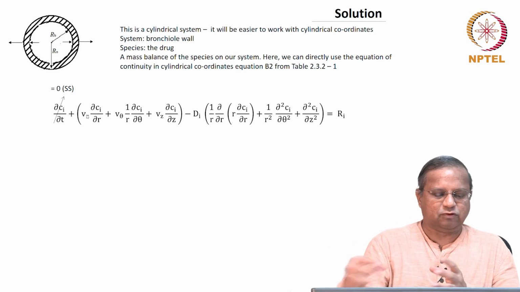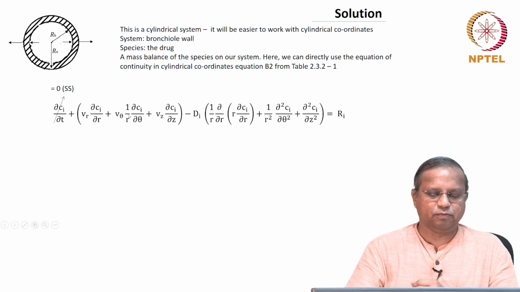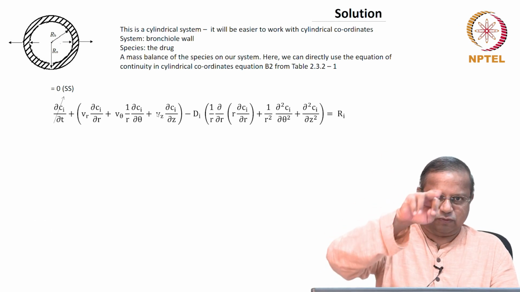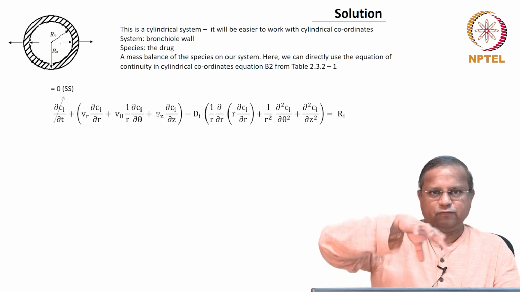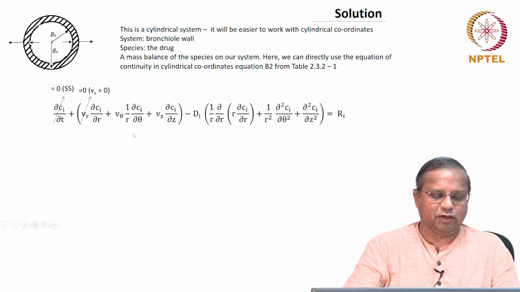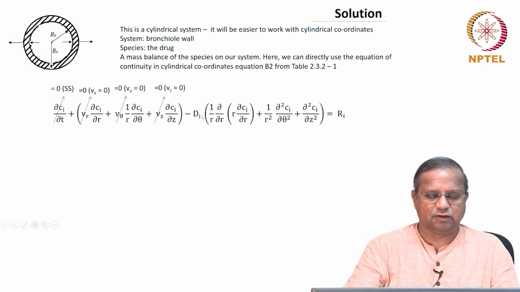The fluid itself needs to move, and these are the velocity components of the fluid motion. Even though the fluid is not moving across the wall, the species is moving by diffusion, right? I hope you got that. So because of that, Vr is zero, V theta is zero, and Vz is zero.